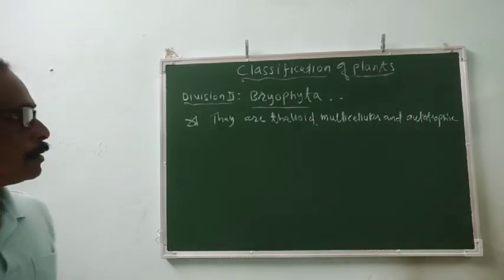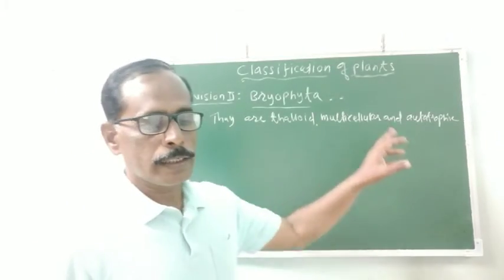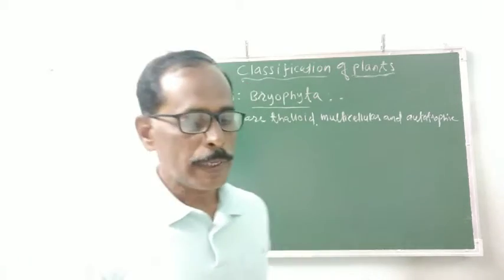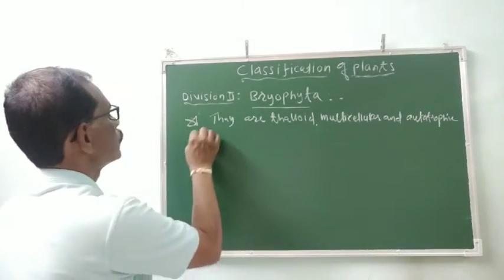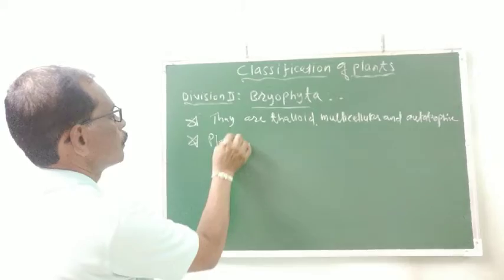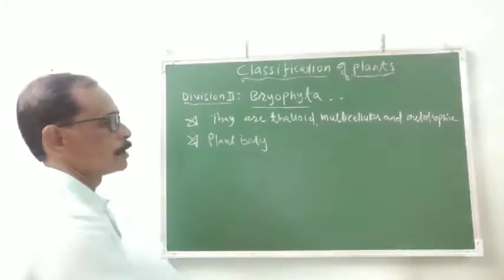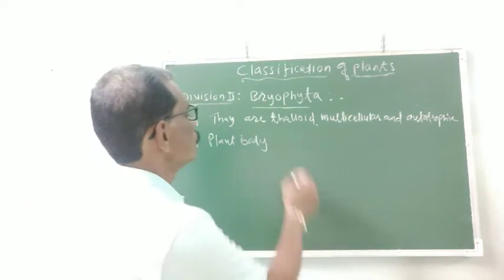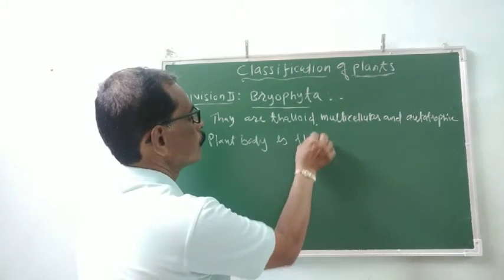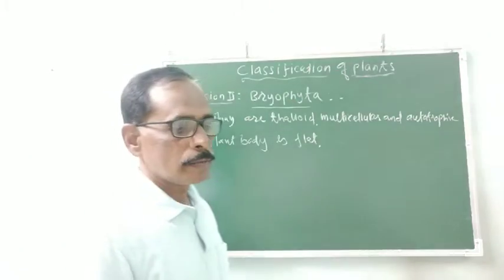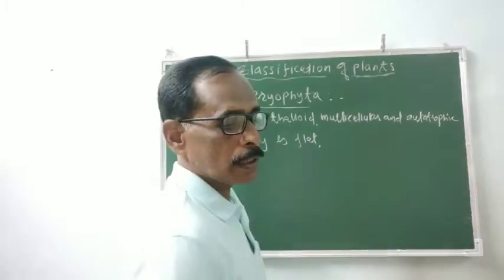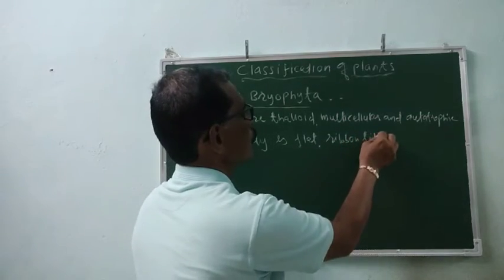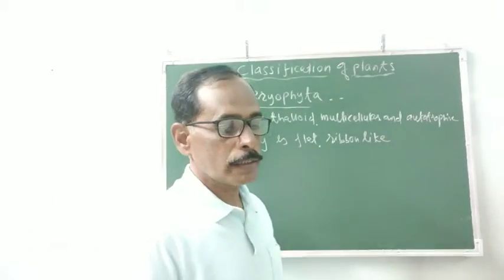Bryophytes are the thalloid, multicellular and autotrophic. The structure of the plant body is flat. Plant body is flat and ribbon-like, long.